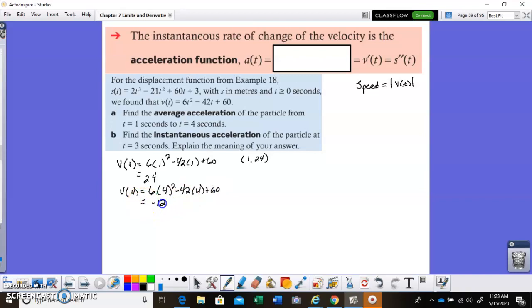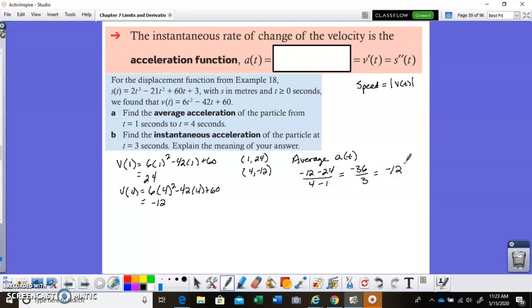6 times 4 squared minus 42 times 4 plus 60 typed in my calculator gives me a velocity of -12. And a negative velocity means that my motion diagram would be moving to the left. So my second point here is (4, -12), and to find the average acceleration, which we'll use as A, the average acceleration is going to be -12 minus 24 over 4 minus 1. So that gets me -36 over 3, or -12.